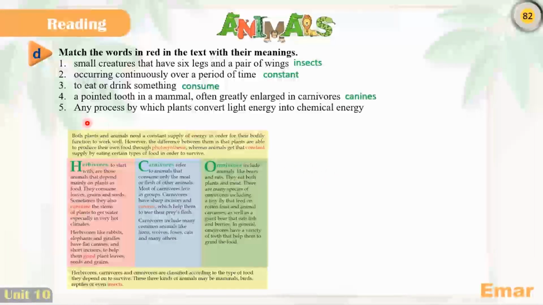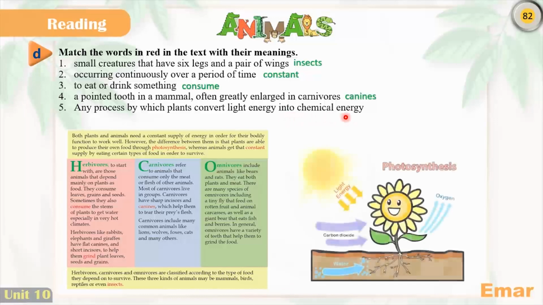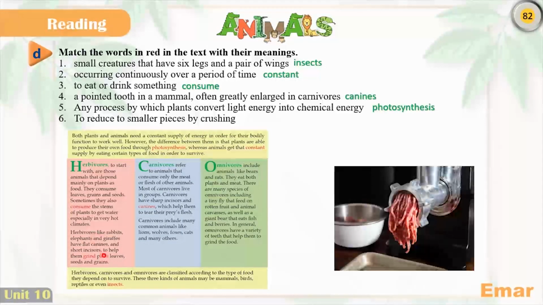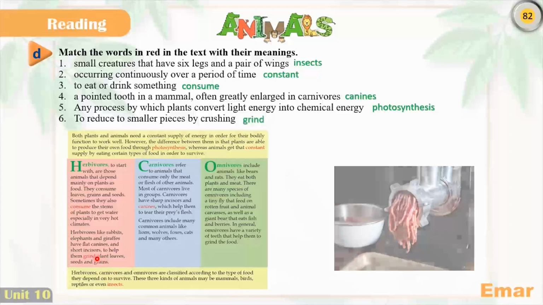Number 5. Any process by which plants convert light energy into chemical energy. Yes, it's photosynthesis. Number 6. To reduce to smaller pieces by crushing. It's grinding. The verb is grind.